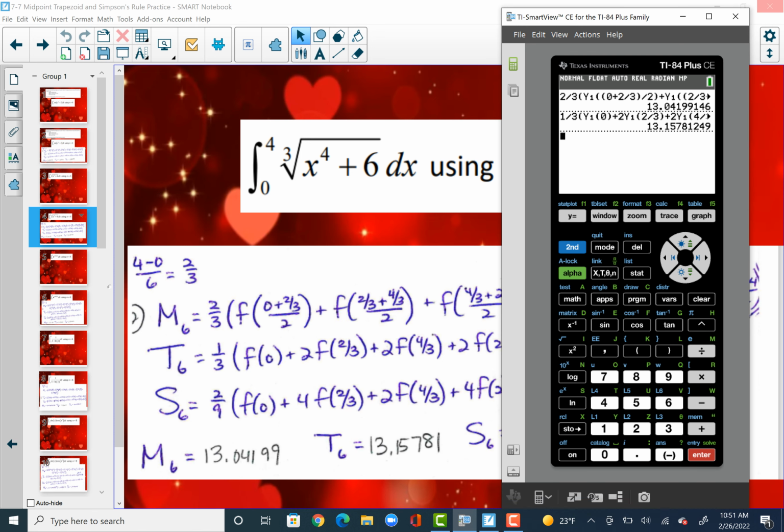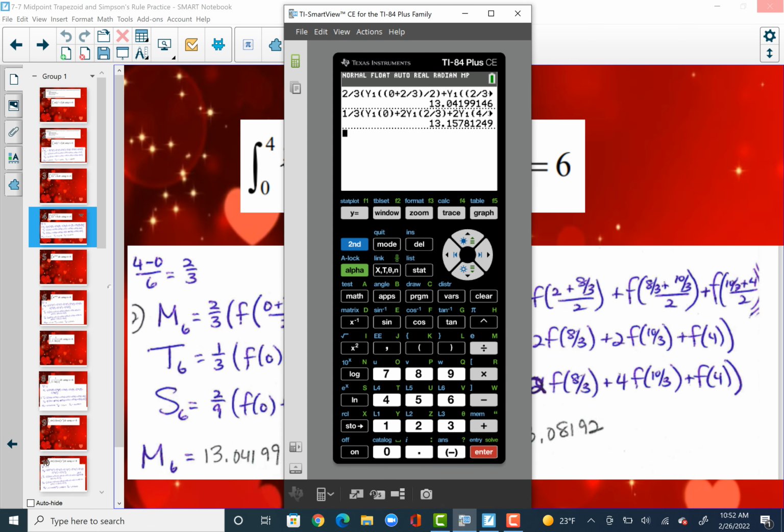So now the difference between trapezoid and Simpson's is that it's not going to be 1/3, it's going to be 2/3. And then also every other value is a 4 instead of a 2. So I can easily change those values. And the way to change them, you hit second, enter. That pulls everything up. So here is the trapezoid rule.